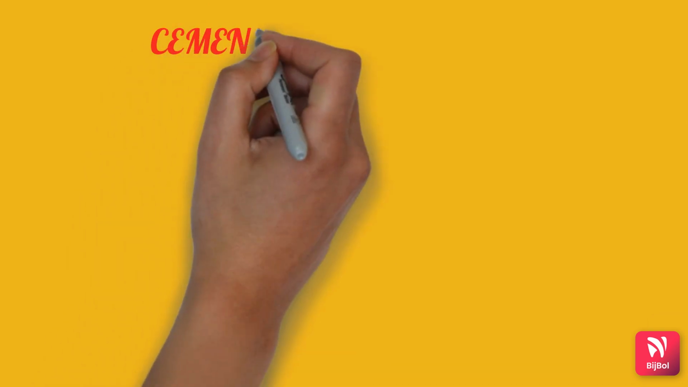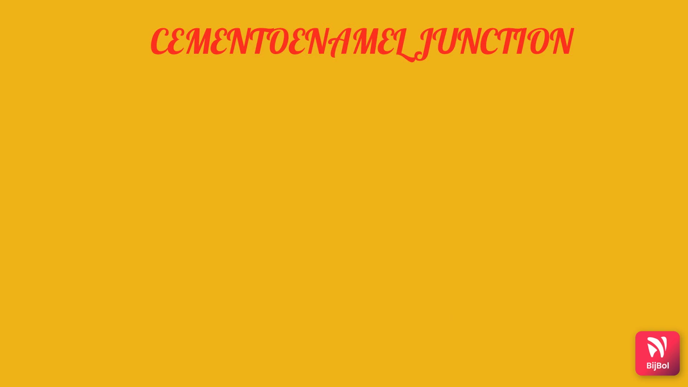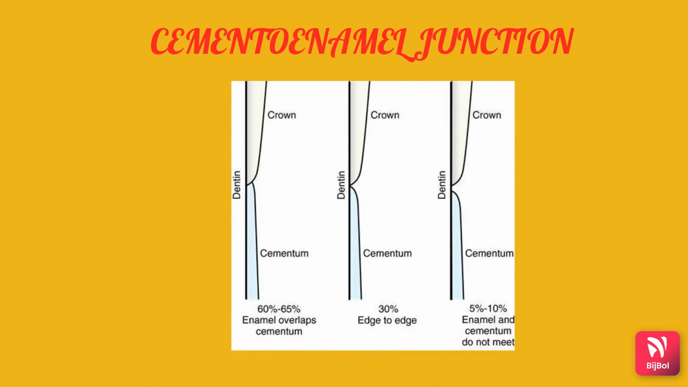So next we will learn about the cemento-enamel junction. The junction in between the cementum and the enamel, in between the crown and the root surface, is called the cemento-enamel junction. This is of particular importance in root planing procedures. And remember the OMG rule. O means the overlapping type of cementum, M means the cementum meets the enamel, whereas G means there is some amount of gap in between the cementum and enamel.